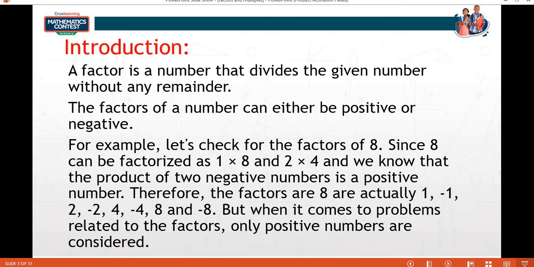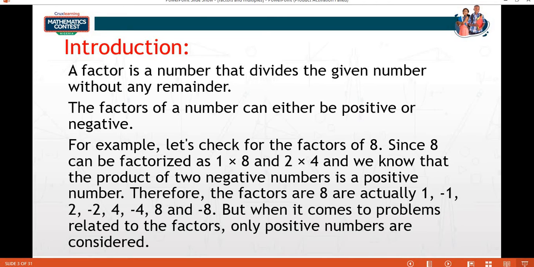Take for instance 8. The factors of 8 can be 1, 8, 2, 4, and also minus 1, minus 8, minus 2, minus 4. So we can have 1, minus 1, 2, minus 2, 4, minus 4, 8, minus 8. The reason is that 8 is a positive number and two negative numbers multiply to give a positive number. So we can have negative factors of a number and positive factors of a number.